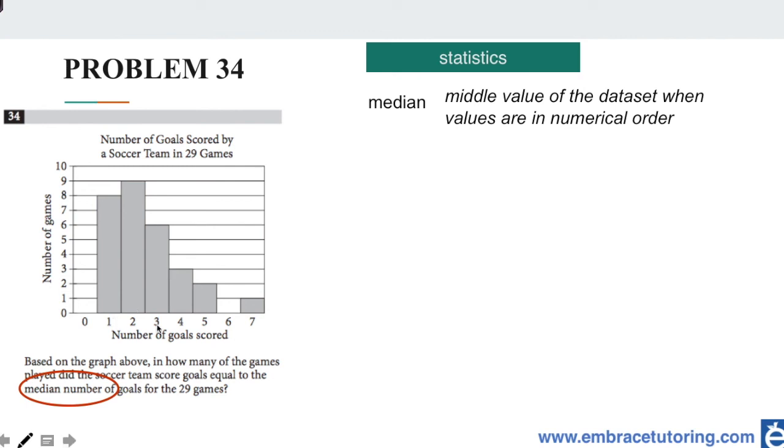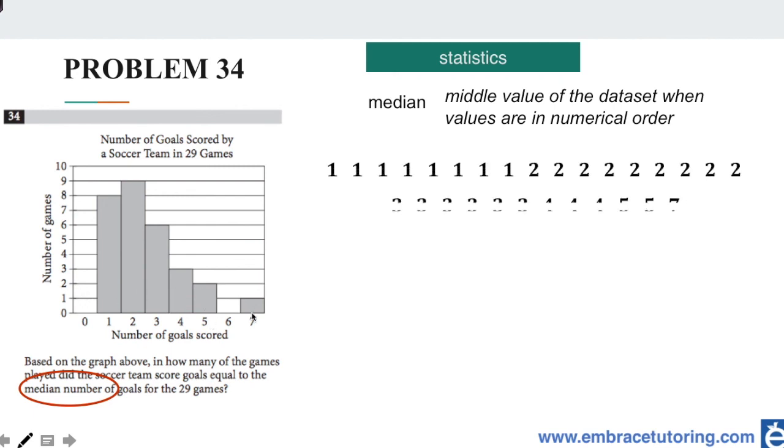Because my number of goals scored here are already from 0 to 7, what I want to do is figure out in how many games did I score 1 goal and how many games did I score 2 goals. So here I see 8 games with 1 goal, 9 different games with 2 goals, 6 different games with 3 goals. It looks as though 3 different games with 4, 2 different games with 5, and finally 1 game with 7 goals.